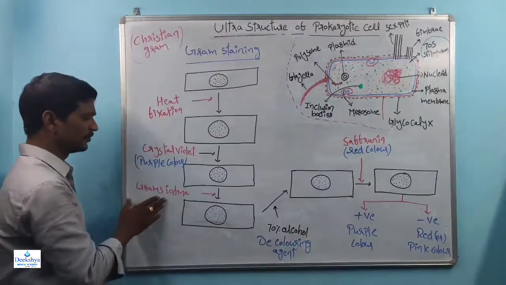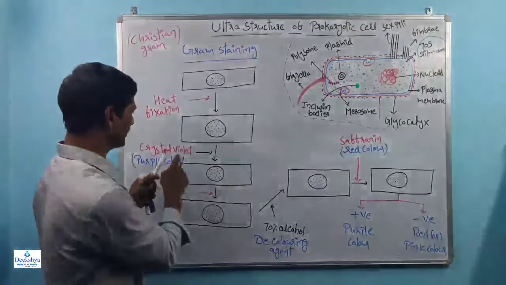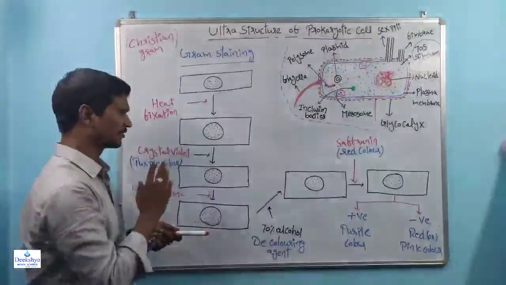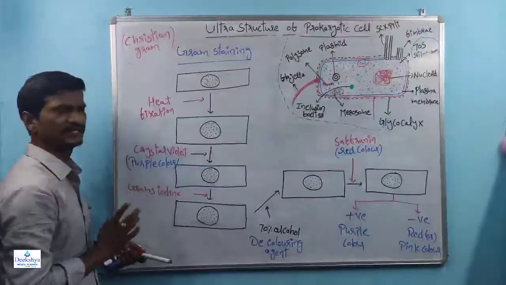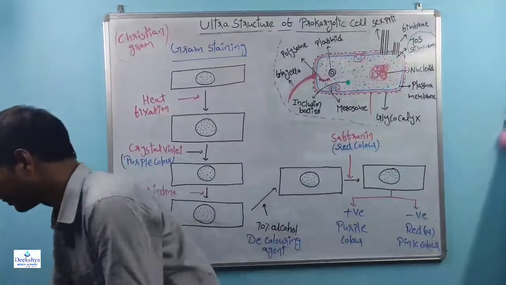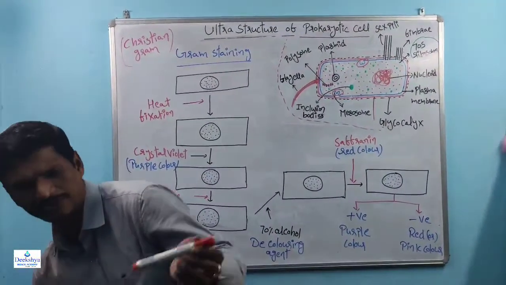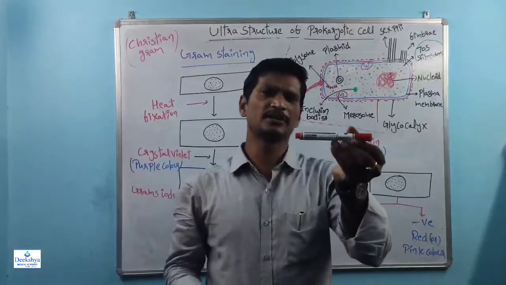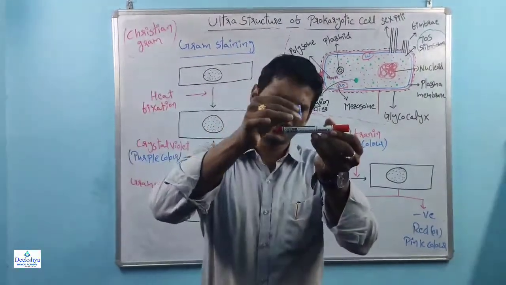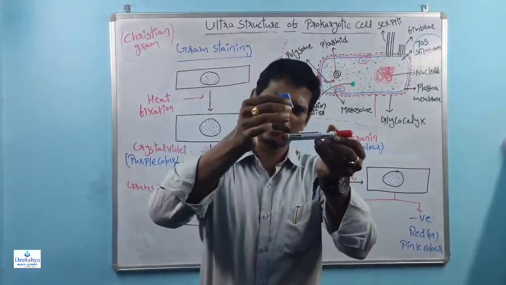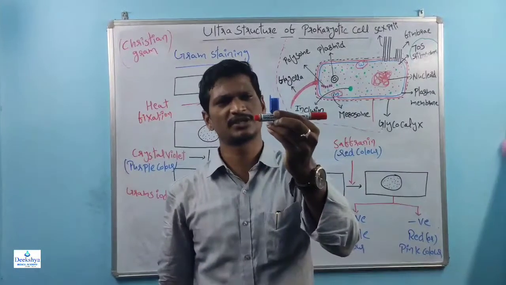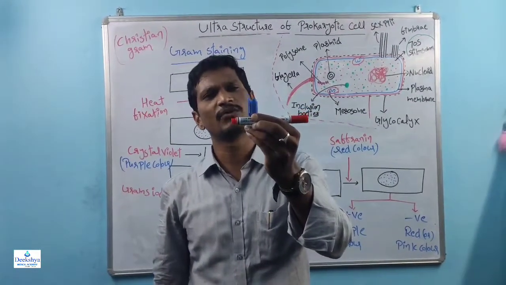After that, the next step is we add Gram's iodine. After the addition of crystal violet, we wash the slide very gently. After that washing process, next we add Gram's iodine. What is the use of Gram's iodine? Suppose this is the bacteria. After the addition of crystal violet reagent, this is one of the crystal violet molecules. It has purple color. The crystal violet molecules bind to the bacterial cell wall.